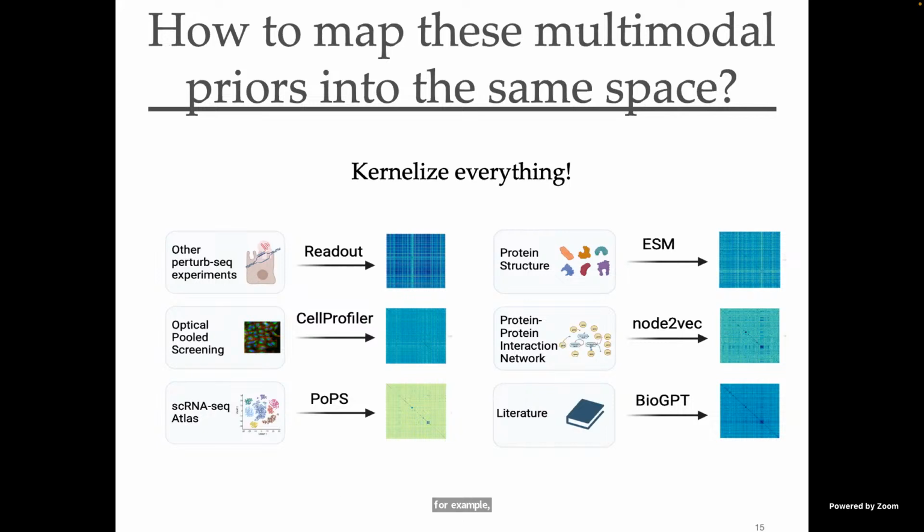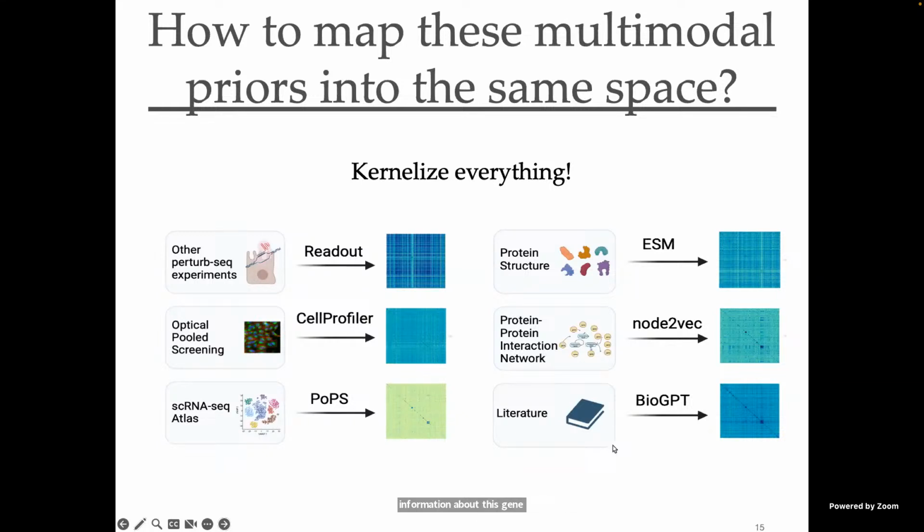And for optical pooled screens, we can visualize it using CellProfiler, which is an established morphological feature generator, and we can also derive similarities. Similarly, for the single-cell RNA-seq atlas, we get a feature from PopV embedding, a method that collects lots of single-cell RNA-seq experiments. From protein structure, we can use ESM to get the protein representation. For the knowledge graph, we can use node2vec. And for literature, we can use GPT to capture all the information about this gene.